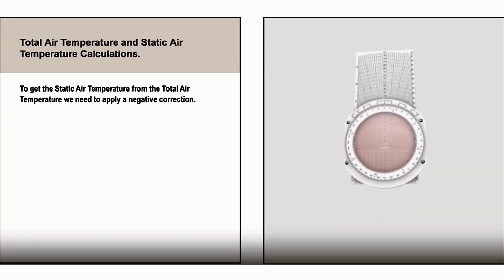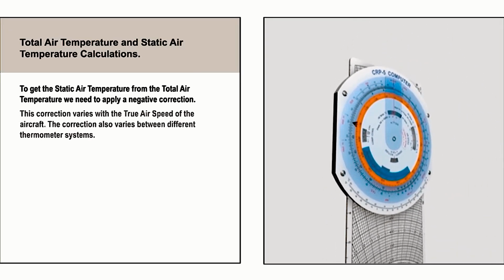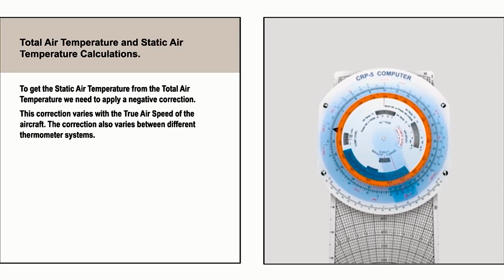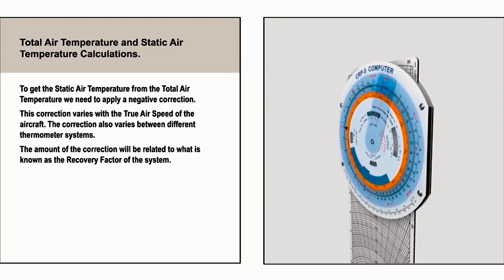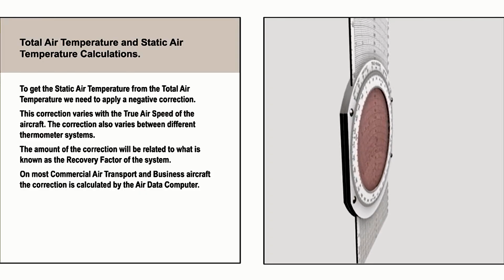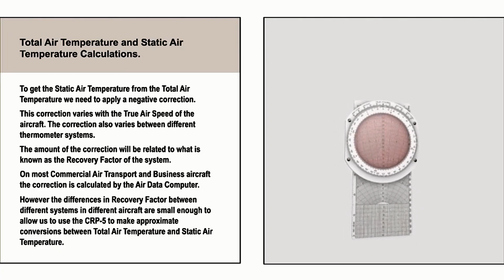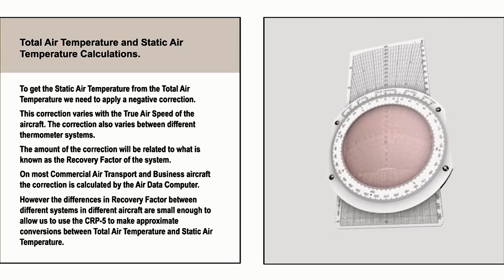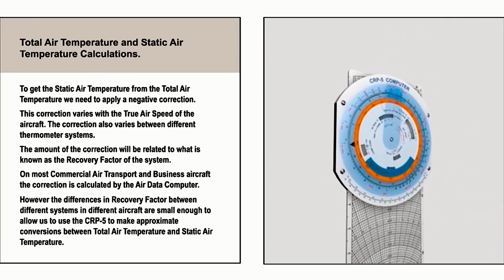To get the static air temperature from the total air temperature, we need to apply a negative correction. This correction varies with the true airspeed of the aircraft. The correction also varies between different thermometer systems. The amount of the correction will be related to what is known as the recovery factor of the system. On most commercial air transport and business aircraft, the correction is calculated by the air data computer. However, the differences in recovery factor between different systems in different aircraft are small enough to allow us to use the CRP-5 to make approximate conversions between total air temperature and static air temperature.